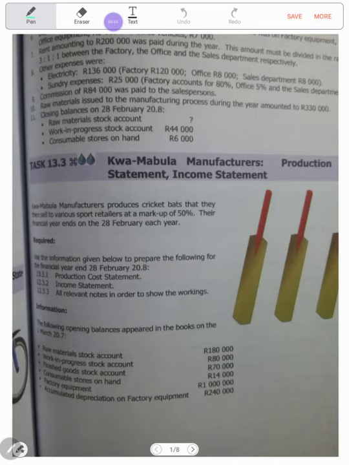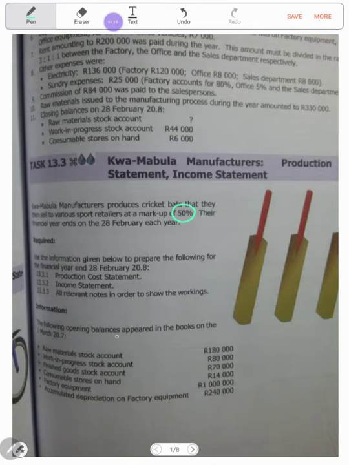Kwa Mabula Manufacturers produces cricket bats that they then sell to various sport retailers at a markup of 50%. Remember, markup is always important to note in order to work out either your selling price or your cost price. Required: you need to use the information given below to prepare the following for the financial year end the 28th of February 20.8. We need to complete the production cost statement, the income statement, and the relevant notes in order to show the workings.